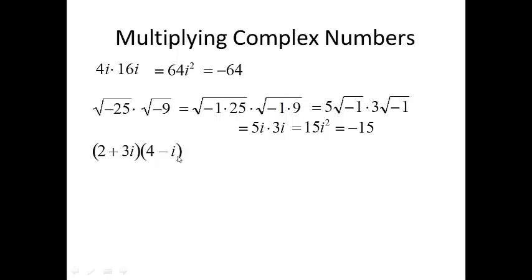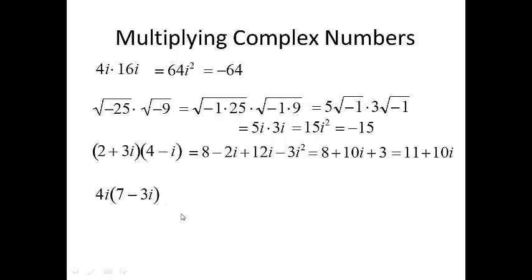Foiling this out, we get 2 times 4 is 8. 2 times negative i is negative 2i. 3i times 4 is positive 12i. And 3i times negative i is negative 3i squared. And I know that i squared is a negative 1, so that makes that a positive 3. Combine my negative 2i plus the 12i is 10i. And combining my 3 and my 8 gives me 11 plus 10i.